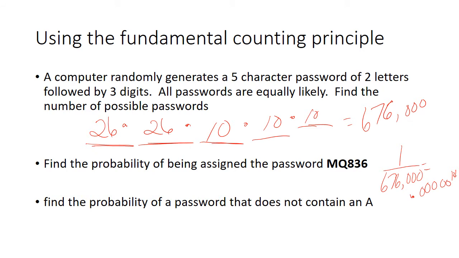Let's find the number of passwords that do not contain the letter A. When we're doing that, now our first character doesn't have 26 possibilities. It only has 25 because A is not included. The second one is also 25, and then the ones after that would still be 10, 10, and 10. So we'll do 25 times 25 times 10 times 10 times 10, and we would get 625,000 possibilities.